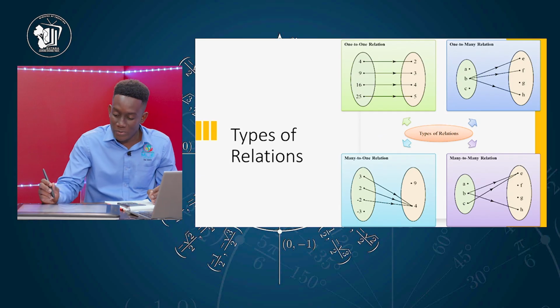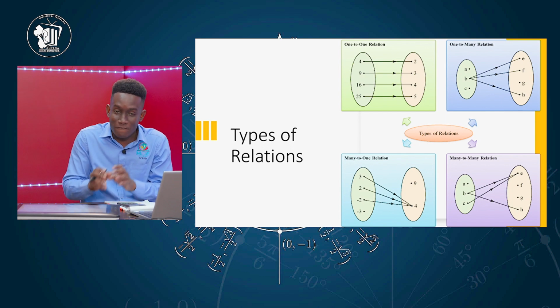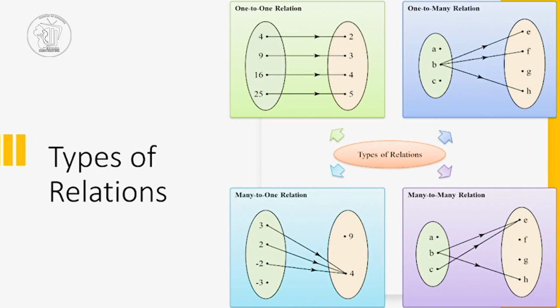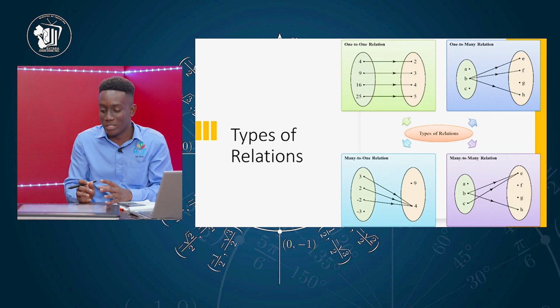And in the next part, we have the many to one. Now in this case, we have many going to one. So more than one element in the domain is mapped onto the same element in the codomain. More than one element. So in this case, we have 3, 2, and -2 all being mapped onto 4. So this is called a many to one because we have many going to one.